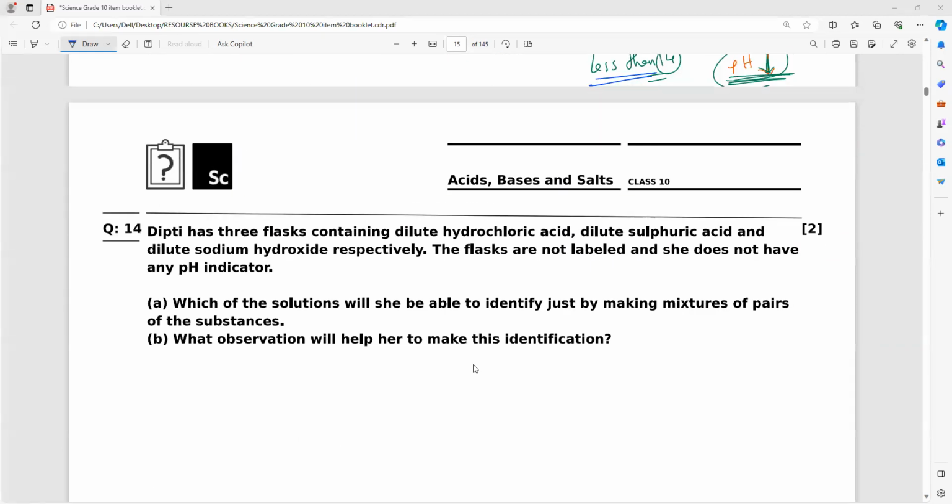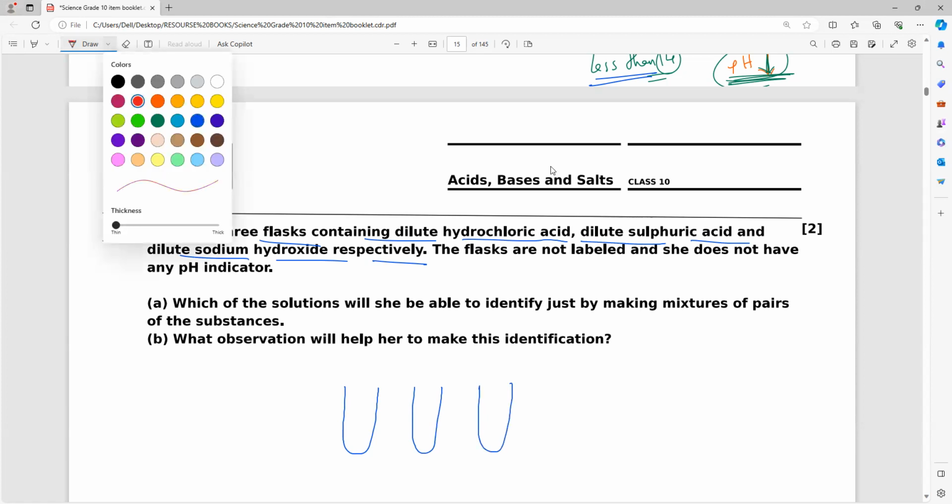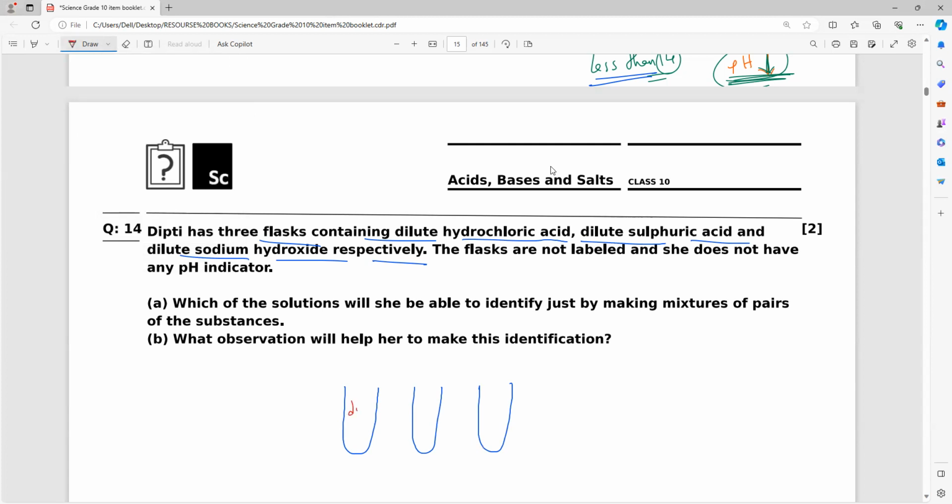Deepthi has three flasks containing dilute hydrochloric acid, dilute sulfuric acid and dilute sodium hydroxide respectively. So there are three containers, 1, 2 and 3. First one is dilute HCl, hydrochloric acid, second one is dilute H2SO4, and third one is sodium hydroxide.